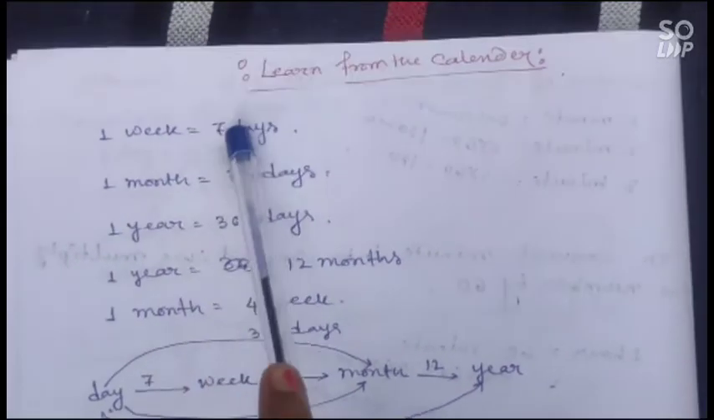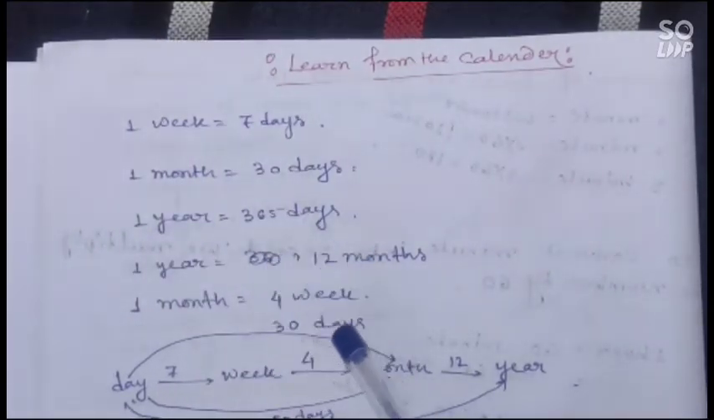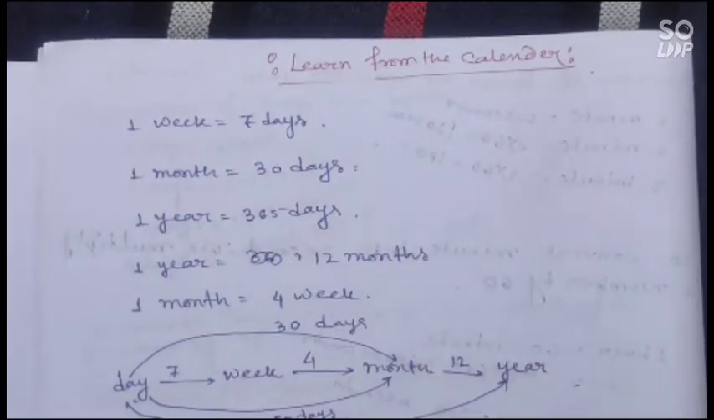All of you know that there are 7 days in a week, that is 1 week equals 7 days. And the days are Monday, Tuesday, Wednesday, Thursday, Friday, Saturday, Sunday. You have learned this in class 1 and class 2.